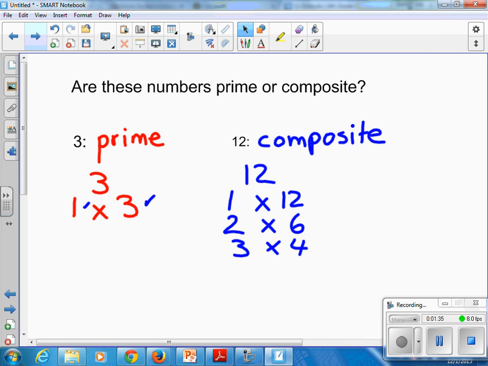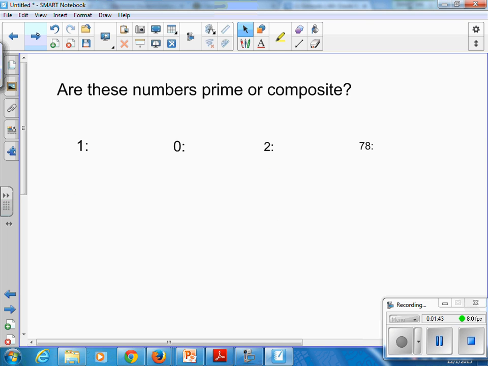Very good. If it has exactly two factors, like number 3, it will be a prime number. But if it has 3 or more, then it will be a composite number. Easy, right? Well, most of the time. The rule has exceptions.